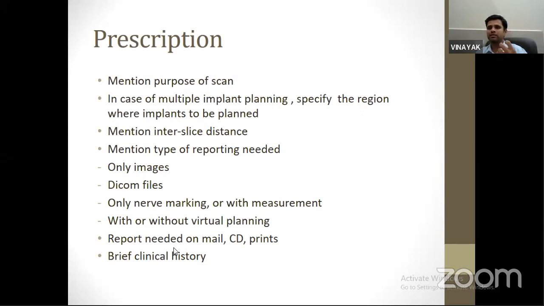DICOM is a method in which the CBCT data is exported. Like our image is exported in JPG or PNG form, similarly the CT scan, the CBCT scan, is exported in DICOM format. So these DICOM images can then be opened in a third-party software or in any other software. There are many free softwares like Blue Sky Bio, where you can import this DICOM data and do your own planning. At times you will need only nerve marking and then you will do the measurement. So you just convey it, and that would be helpful in getting a good report.